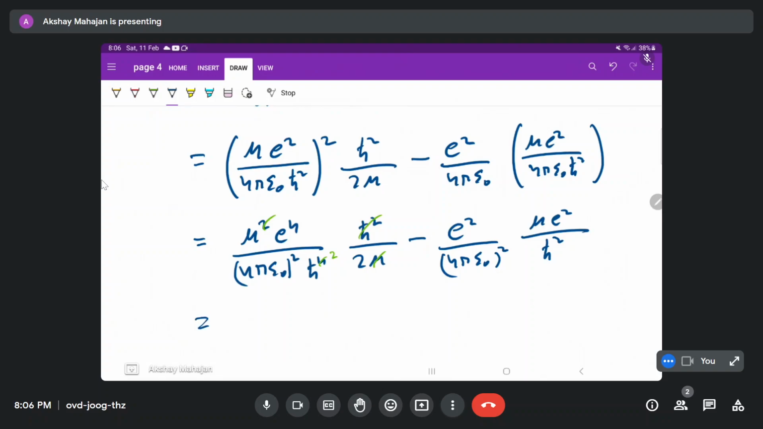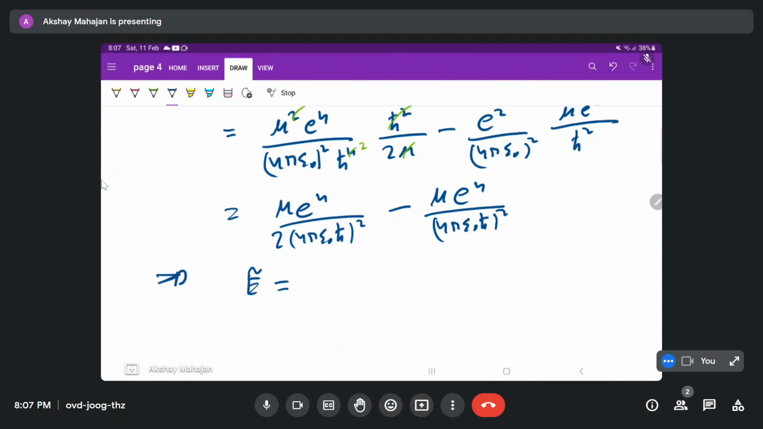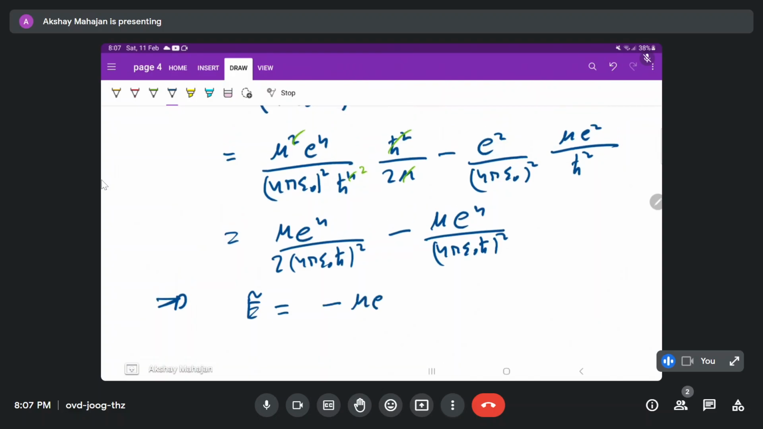So we will get basically e to the power 4 upon 4 pi epsilon naught h bar whole square divided by 2, minus e to the power 4 upon 4 pi epsilon naught h bar whole square, and thus our E tilde will come as minus mu e to the power 4 upon 32 pi square epsilon naught square h bar square.